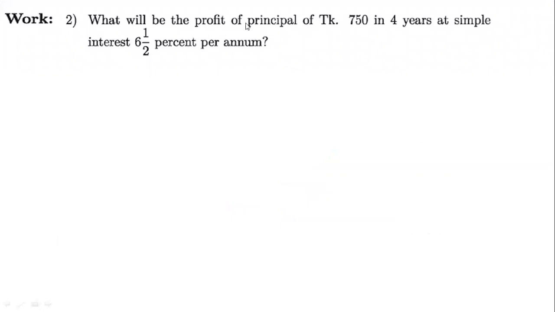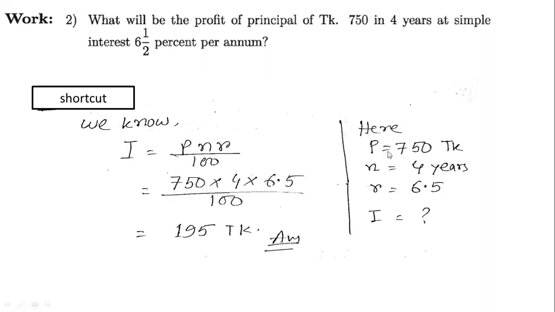What will be the interest on a principal of taka 750 in 4 years at a simple interest rate of 6.5% per annum? That means we have to find the simple interest where the principal P is given, the time N of 4 years is given, and the rate R is given, and we need to find the interest I. It's a very easy math: I equals P N R by 100. Just put these values in here, then you will get your answer.